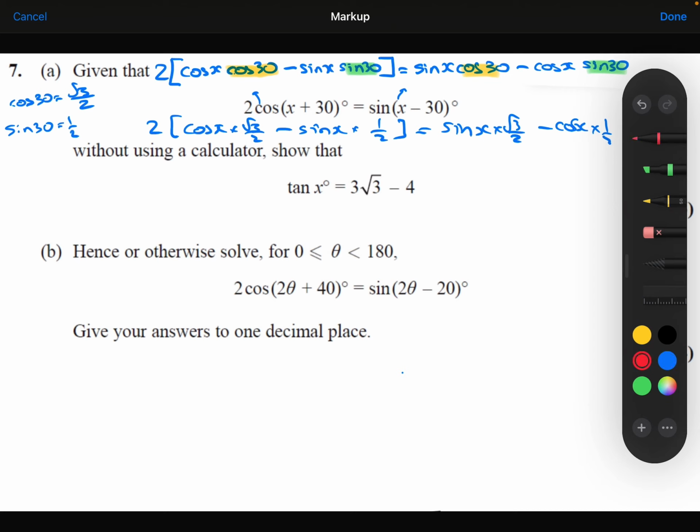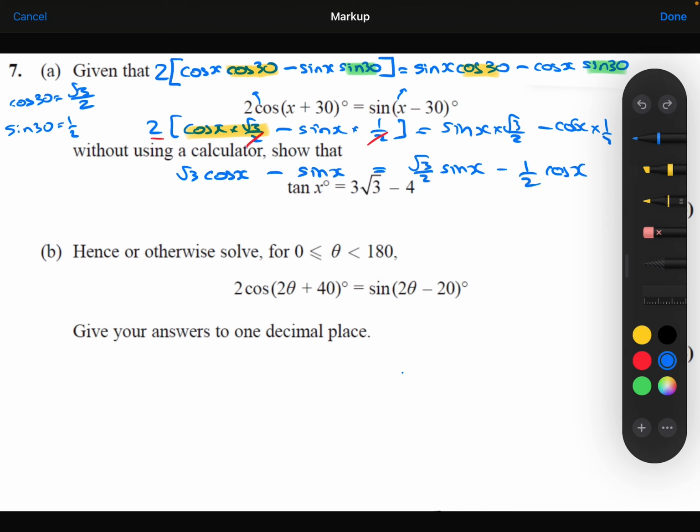Now on the left hand side here, when I expand this bracket, I've got the 2, which when I multiply through, is going to cancel with this half here and this half here. So the left hand side then will be cos x times root 3 minus sin x. And on the right hand side, I've got the root 3 over 2 sin x and the half cos x. Now, I don't particularly like these fractions here, so I'm going to multiply both sides by 2 just to get rid of those.